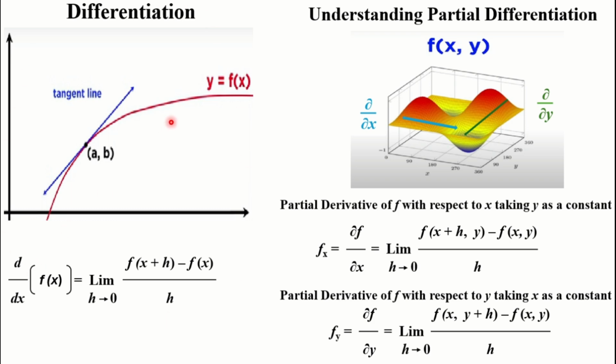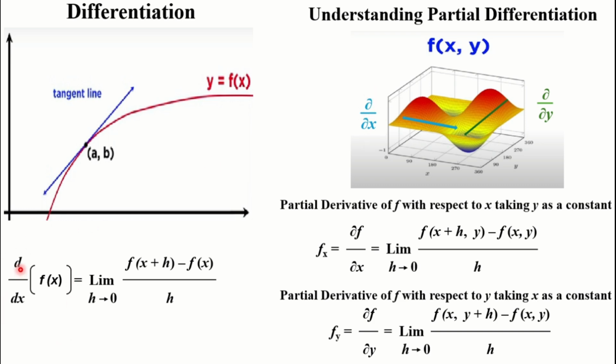Now, if we want to find out the derivative with respect to other variables, or more than one variable, then here comes partial differentiation. For that purpose, we need to understand partial differentiation. The notation for partial differentiation is a curvy d. You can see here, this is a simple derivative.